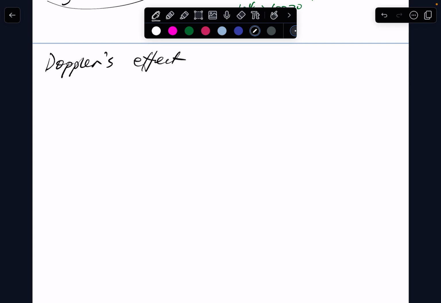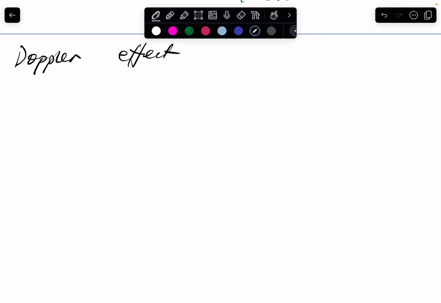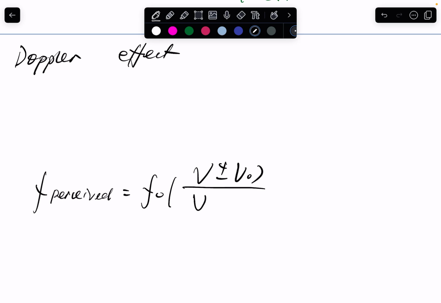Okay, Doppler effect. You may have heard about this famous equation that calculates the frequency. The new, or perceived, frequency equals the original frequency times the speed of sound in any medium, V, plus or minus VO, over V plus or minus VS.